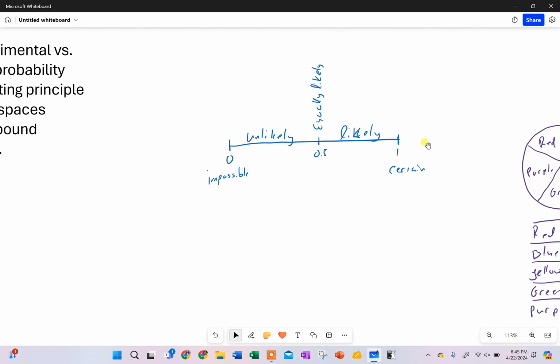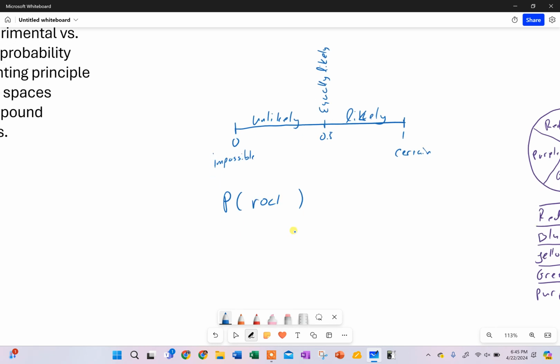Probability is measured between 0 and 1, and if you have the probability of something happening and it's 0, it means it's impossible. So for example, what is the probability of flipping a coin and having it land on rock? And the obvious answer is 0. It is going to be 0 because there are no rocks on the coin. It is heads or tails.